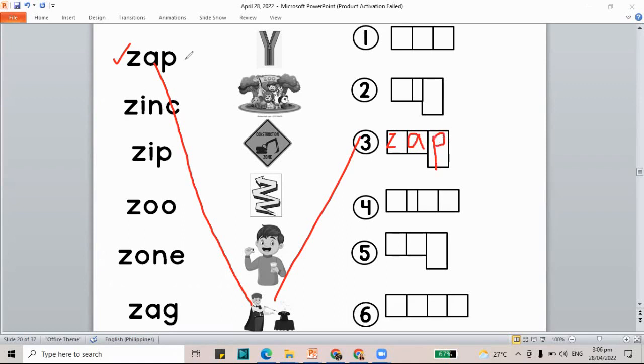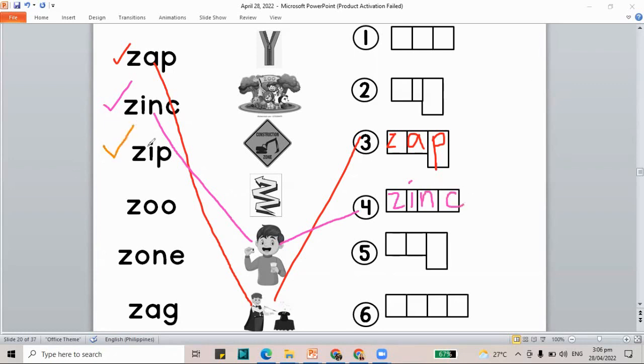Next one, Z-I-N-C. Zinc. The zinc is found in your medicine. It makes you strong and healthy. It's a vitamin. This is zinc. The boy will take zinc. And where is the zinc word? It will fit in number 4 because it has 4 letters. Z-I-N and C. This is the box for your word zinc.